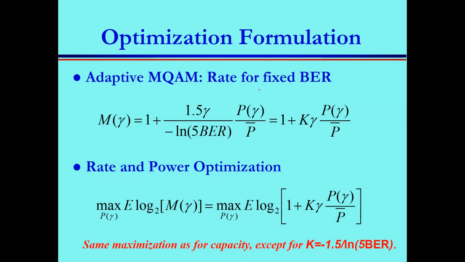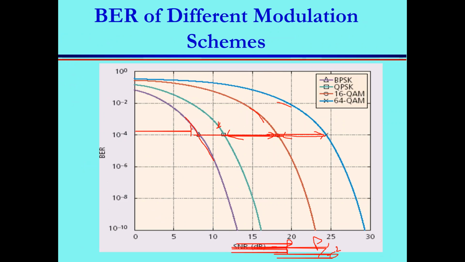Adaptive modulation: rate for fixed bit error rate. Here, this is used for the scenario where the user is using only one application like voice, and the voice requires only 10 to minus 2 bit error rate. So let's go to the figure here. The user is moving away from the base station. The user is moving out towards the base station, let's see.